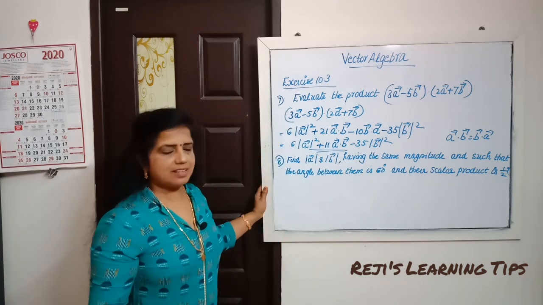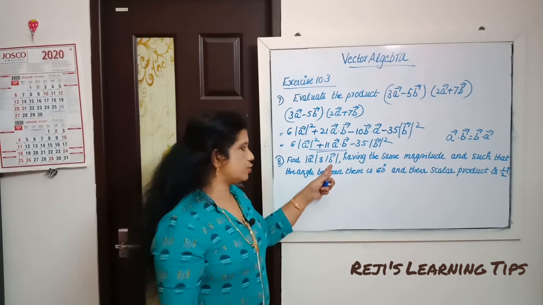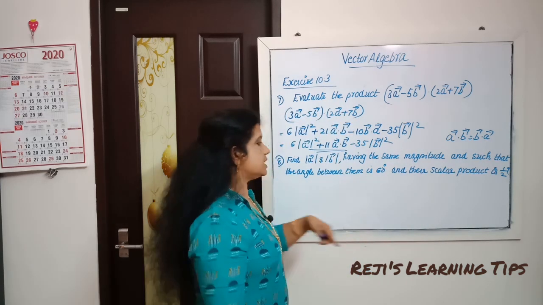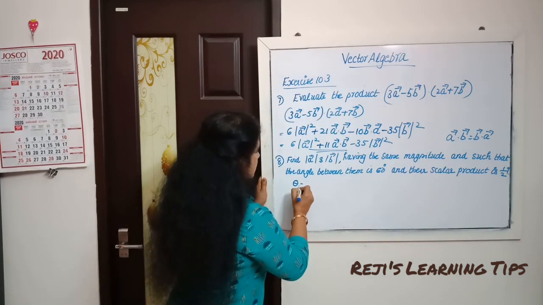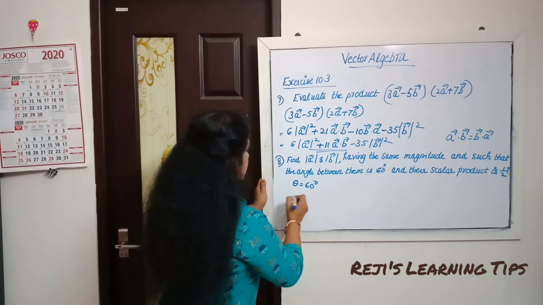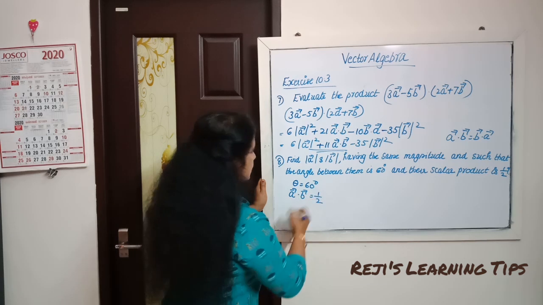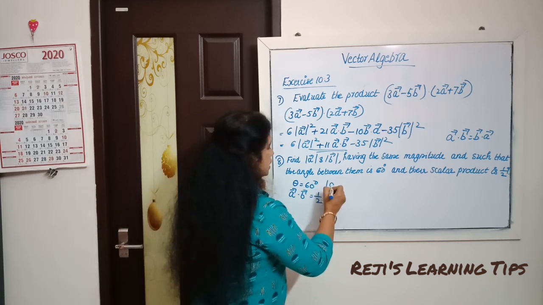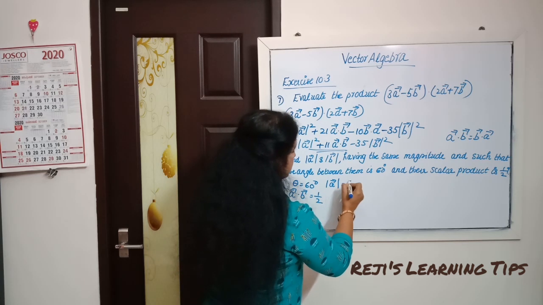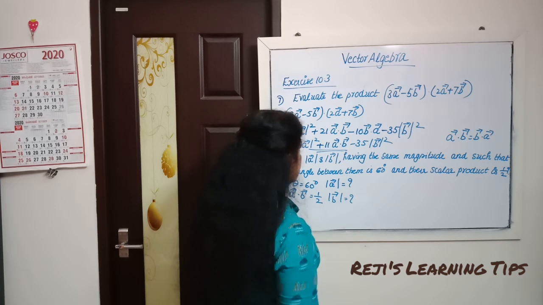Am I correct? Okay. Then find the magnitude of A and magnitude of B, having the same magnitude and such that the angle between them is 60 degrees, that is theta is equal to 60 degrees, and their scalar product, A dot B, is equal to 1 by 2. We should find modulus of vector A and modulus of vector B. They have the same magnitude.